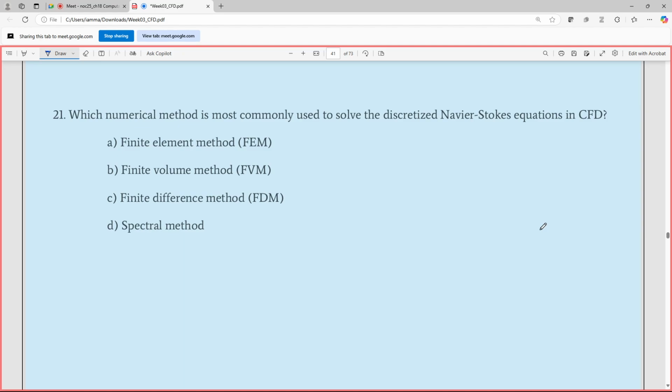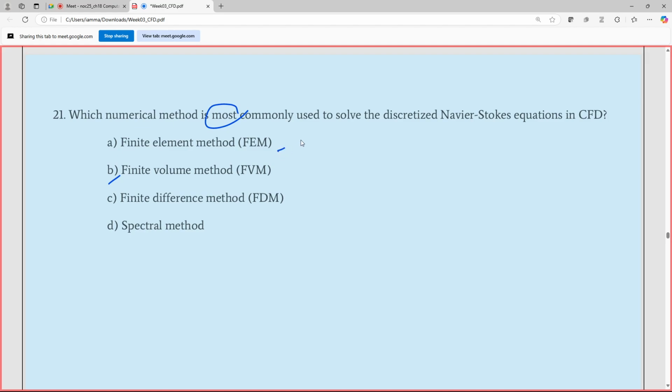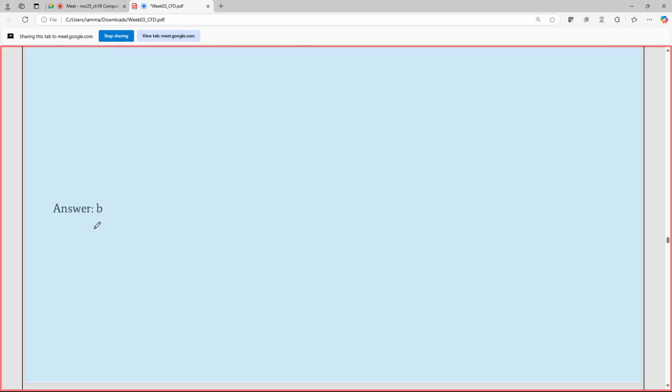Yes, option B, finite volume method. So these kinds of questions are just to confuse you. Here the catchword is most commonly used. If you see some solvers like COMSOL and all, they use finite element method, and finite difference method is what you will be learning from the basics of CFD. So here the word most is the key phrase. So our answer is finite volume method, option B.